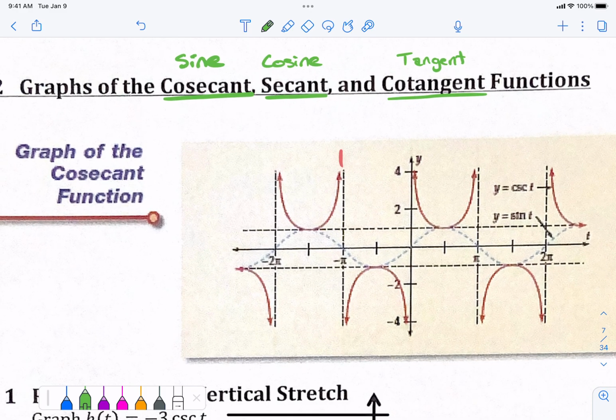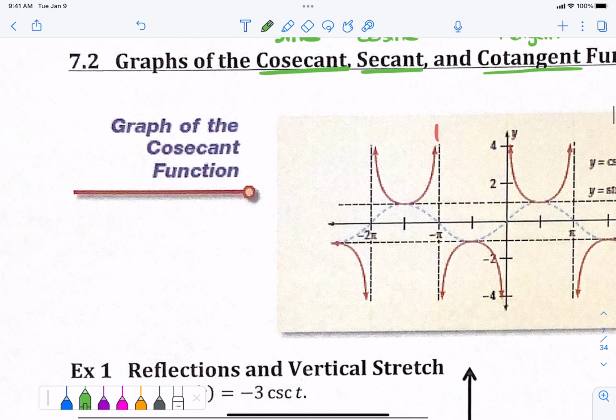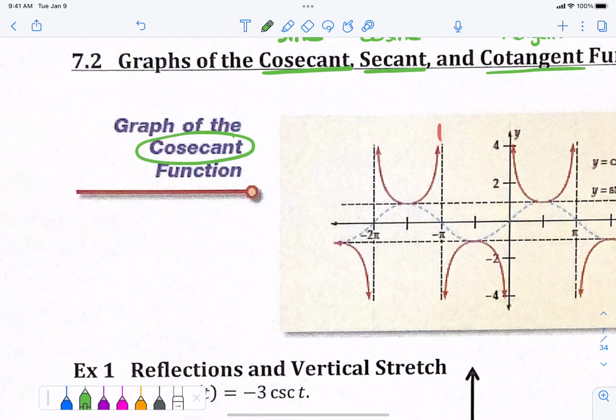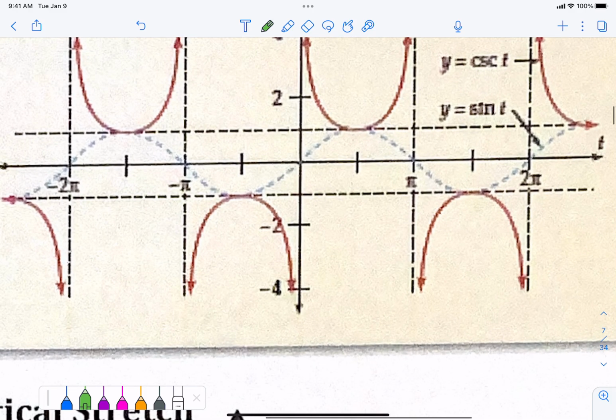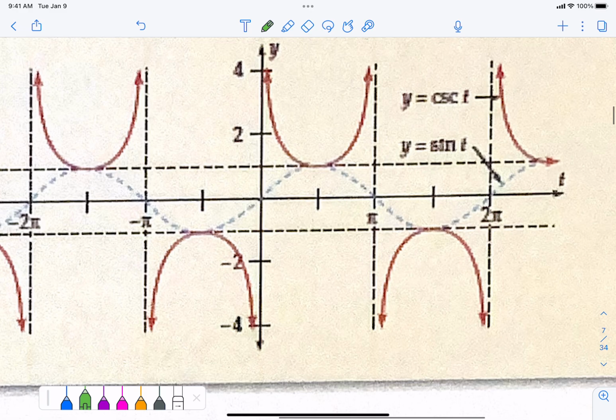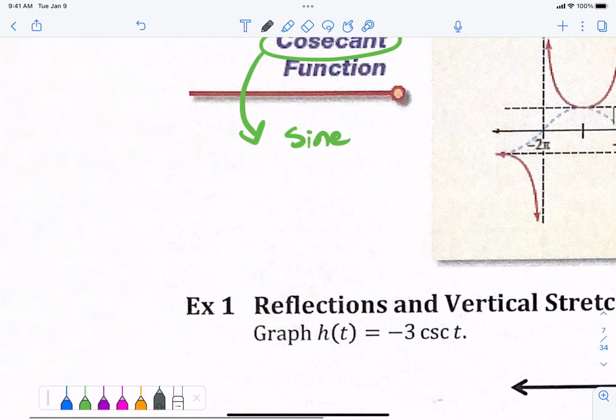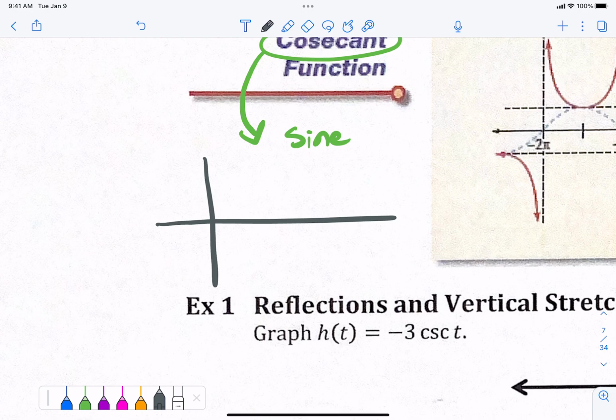Here's the deal. The graph of cosecant is the one that we're going to do first. Cosecant goes with sine. This is what the graph of cosecant looks like. But I'm going to start with the graph of sine. We'll put this on your unit circle here in just a second.